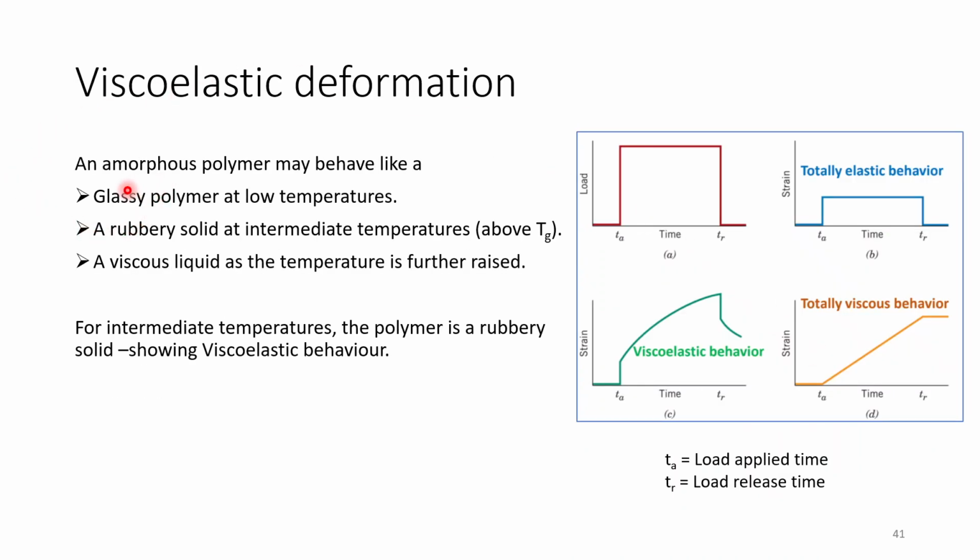Next up, amorphous polymers may behave like a glassy polymer at low temperatures and a rubbery solid at intermediate temperatures above Tg, and if you further raise the temperature, then it will show a viscous liquid. For intermediate temperatures, polymers act as a rubbery solid, which shows viscoelastic behavior, this type of behavior.